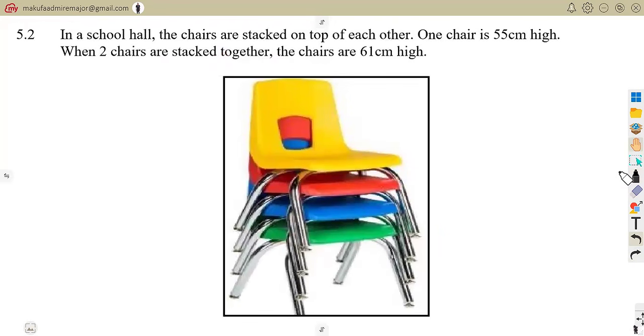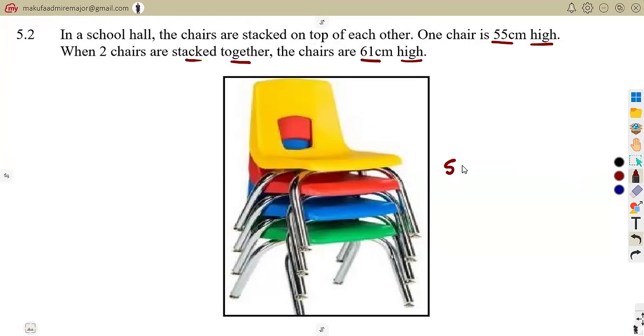5.2, in a school hall, the chairs are stacked on top of each other like this. They're being stacked on top of each other. One chair is 55 centimeters high. When two chairs are stacked together, the chairs are 61 centimeters high.